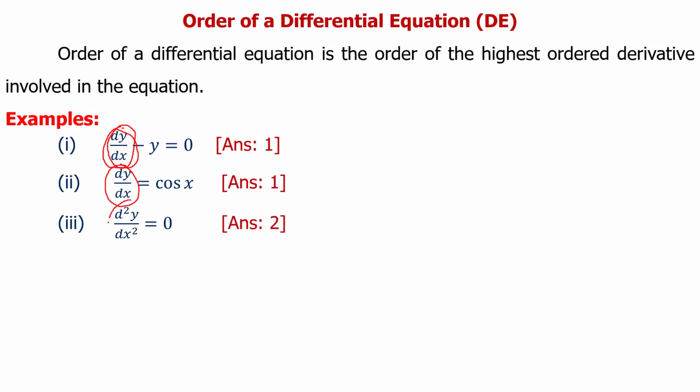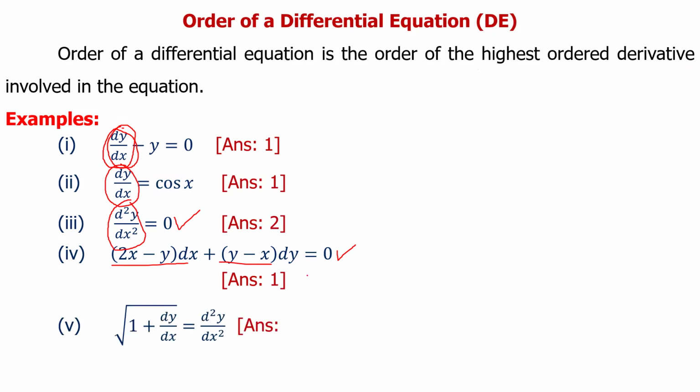If you see the third example, just look here. Here, this is differentiated twice, right? So the order of the derivative is 2. Therefore, the order of the differential equation is also 2. Similarly, the order of the differential equation (2x - y)dx + (y - x)dy = 0 is only 1.